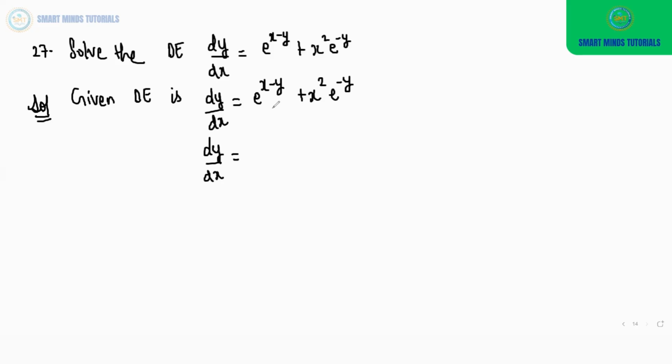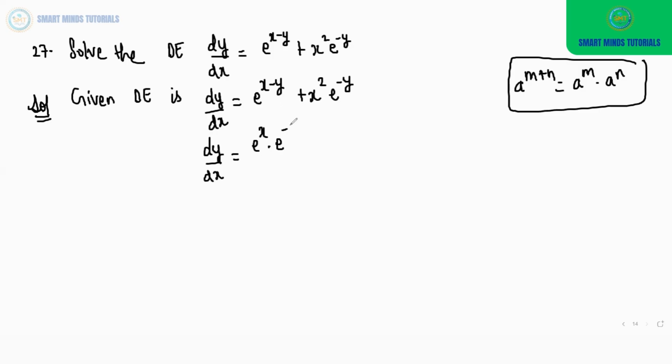So what I will do is, e power (x minus y) I can write as follows. See, a power (m plus n) you can write as a power m into a power n, no? From exponents. Now the same way e power (x minus y) I can write e power x into e power (minus y). I separated it. Now you can take e power (minus y) common. No? So if I take e power (minus y) common, we will get (e power x plus x square). You understood? I took common.